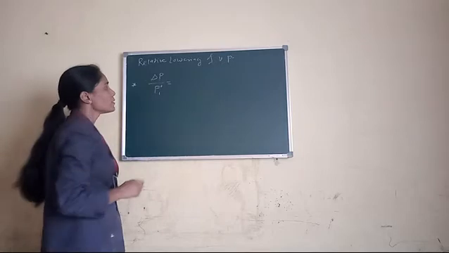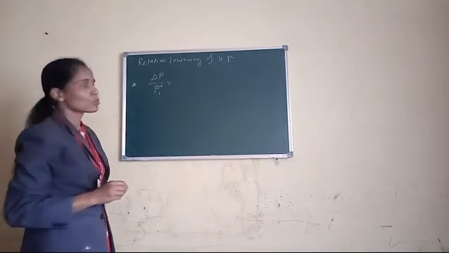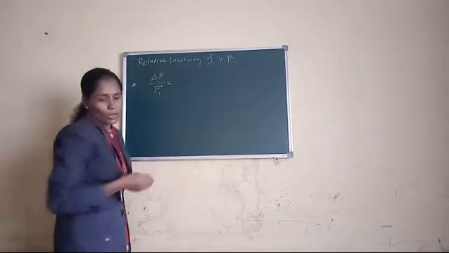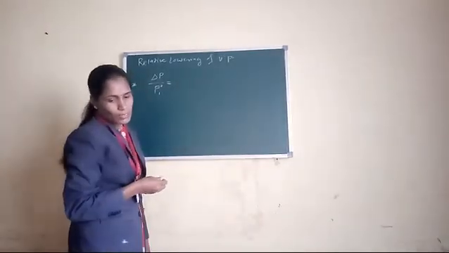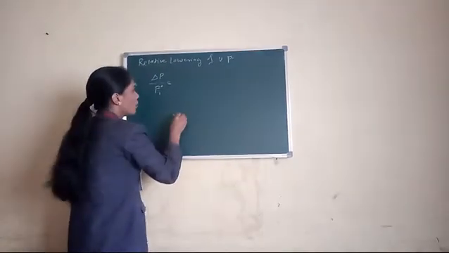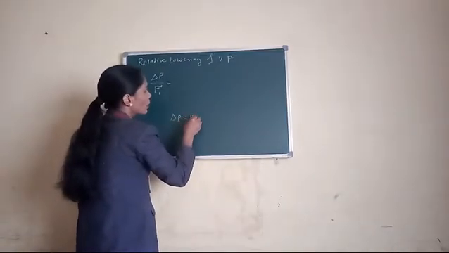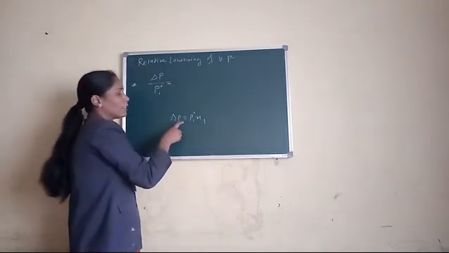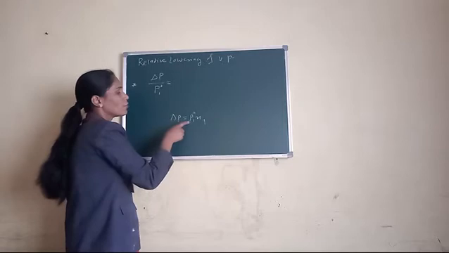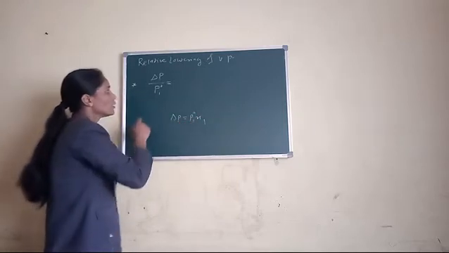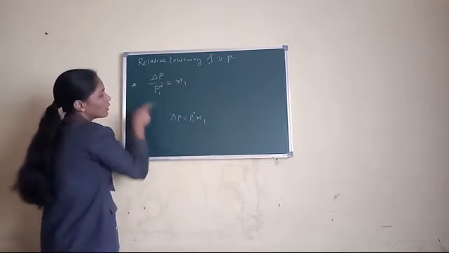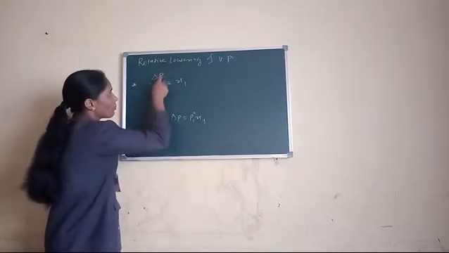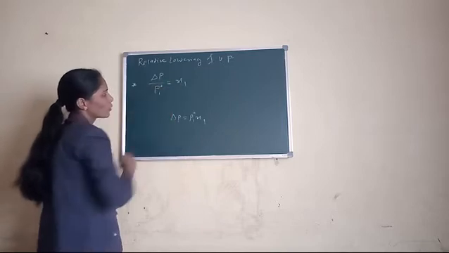In the last formula we got, by Raoult's law, delta P is equal to P1 naught X2. Therefore, shifting P1 naught to the other side and dividing, we get delta P upon P1 naught is equal to X2.